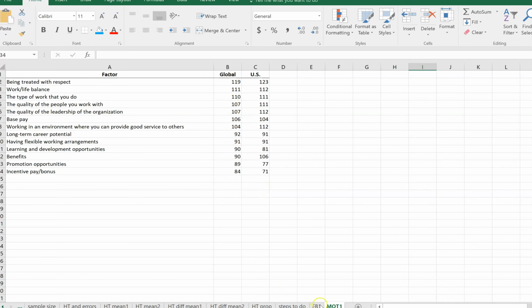We wanted to know if their difference is that big of a difference, if there is truly a difference. So what do you do? You subtract them. That's all I told Excel to do. All the way down, I took global minus USA. Global minus USA all the way down.